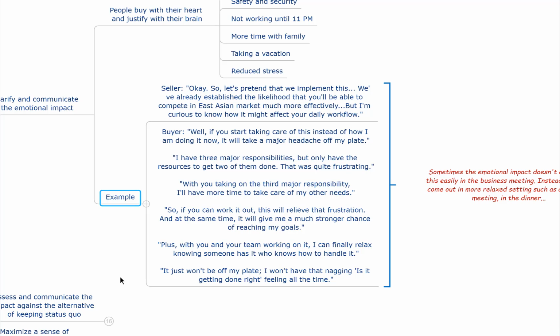I have three major responsibilities, but only have the resources to get two of them done. That was quite frustrating. With you taking on this third major responsibility, I'll have more time to take care of my other needs. So if you can work this out, this will relieve the frustration, and at the same time, it will give me a much stronger chance of reaching my goal. Plus, with you and your team working on it, I can finally relax knowing someone has it who knows how to handle it. It will be off my plate. I won't have that nagging, is it getting done right, feeling all the time.